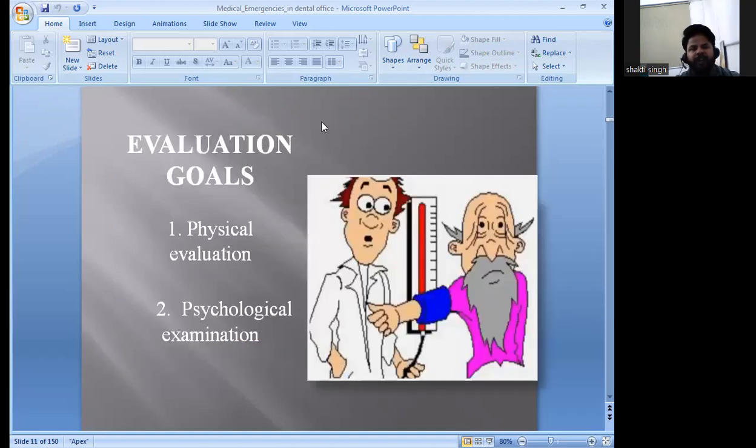Then we come to the evaluation goals. Basically, evaluation goals include the physical evaluation and the psychological examination.